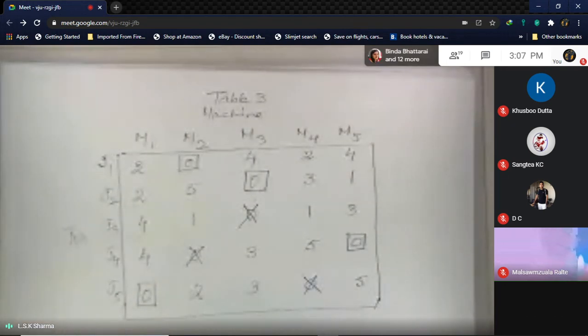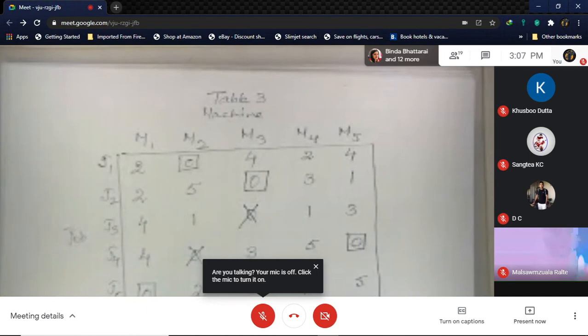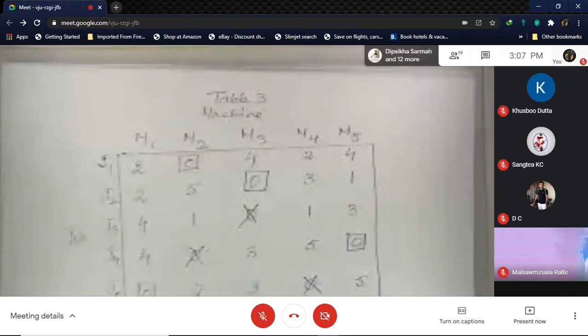Okay. So all these things are being done till we get an optimal solution. But have we come to the optimal? Not yet. Okay, now let's go to the next step.